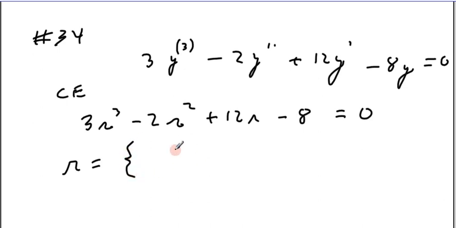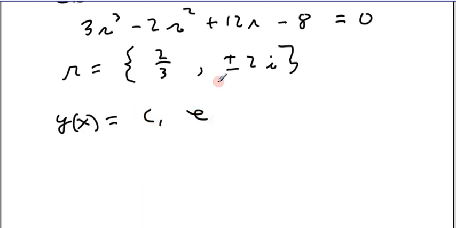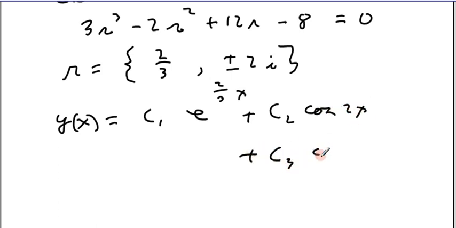And when we do that, we find the roots are 2 over 3 and plus or minus 2i. Boy, that sure is a lousy plus or minus sign, isn't it? We'll try it again. Plus or minus 2i. And y of x is going to be c1 e to the 2 over 3 x plus c2 cosine 2x plus c3 sine 2x, and that checks by back of book.